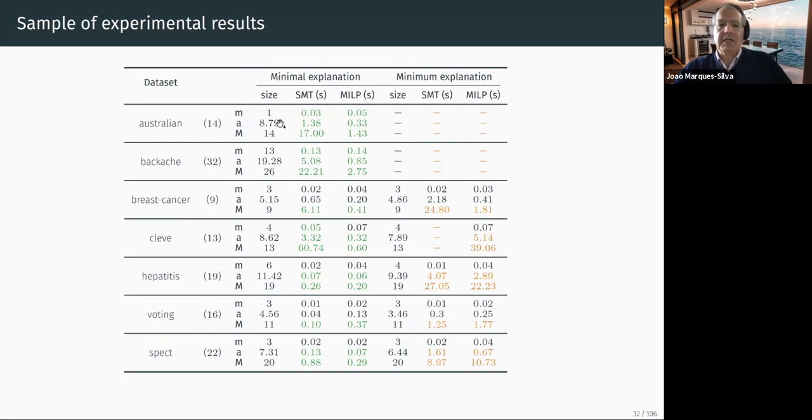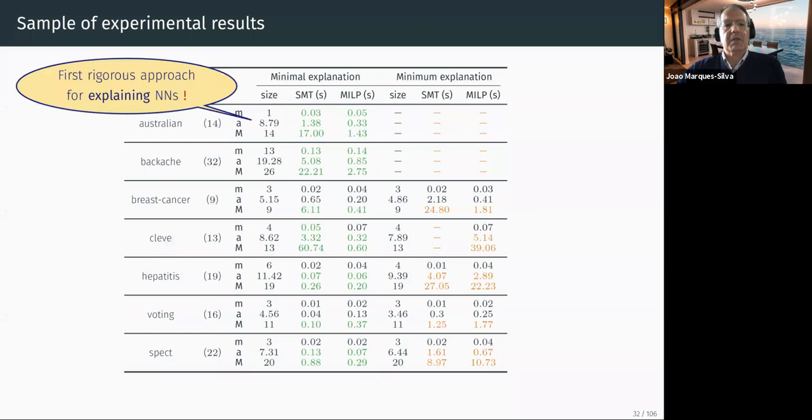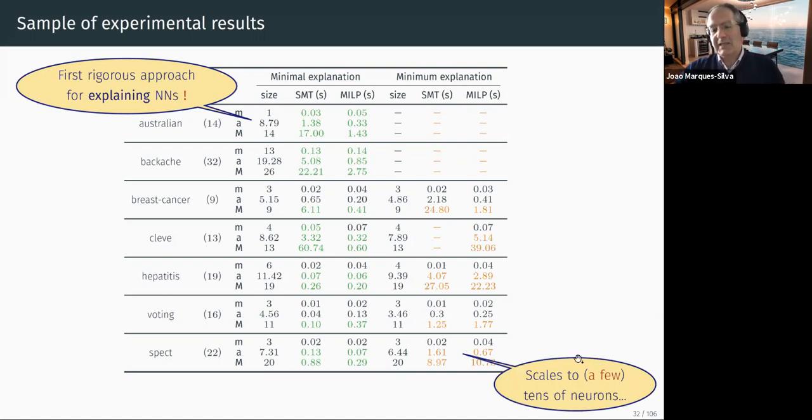In terms of explanation size, we can go from very small explanations to large explanations, but as you can see, there is on average a reduction of the total number of features in the explanations that we compute. Okay. Now, as I said, these were neural networks, and this was, as far as I know, the first rigorous approach for explaining neural networks, computing prime implicants of the decision function associated with neural networks. Now, this is the positive aspect. The negative aspect is shown here. It scales to a few tens of neurons. Okay, and so that is where a huge challenge is.